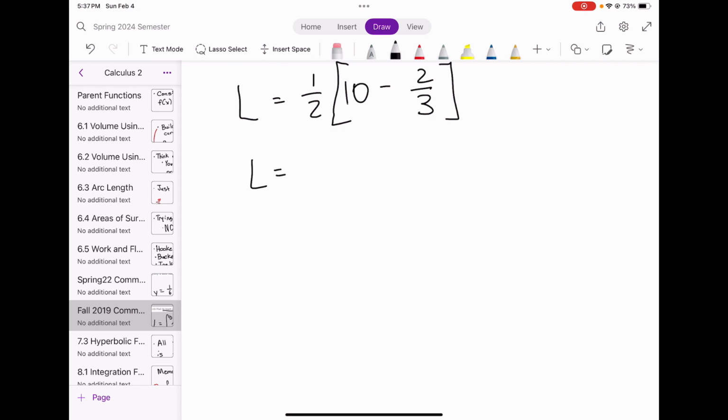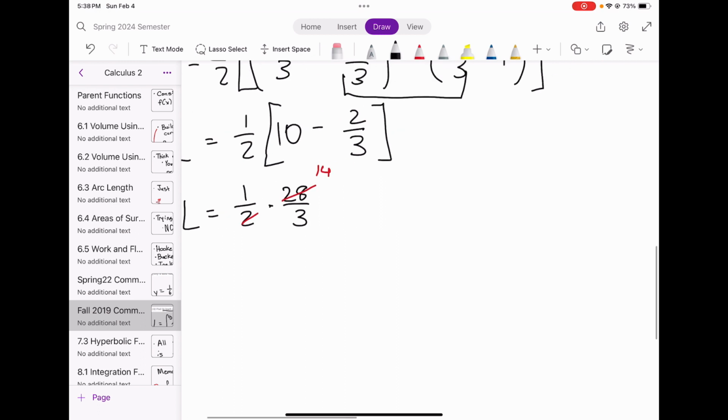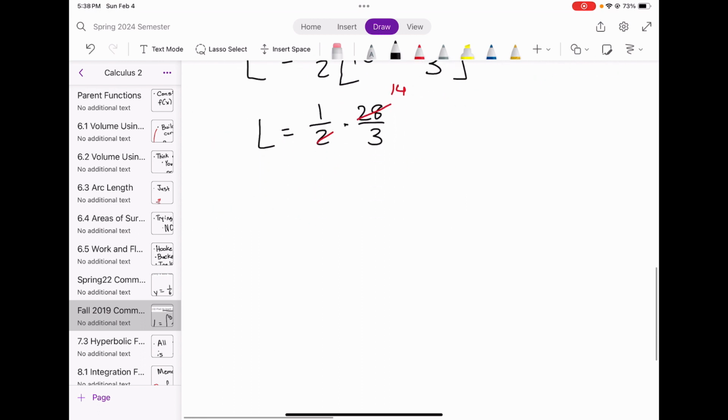L is equal to, so 30 minus 2 is 28. 28 over 3. 1/2. That can cancel out with this, give us 14. So L is equal to 14 over 3 units.